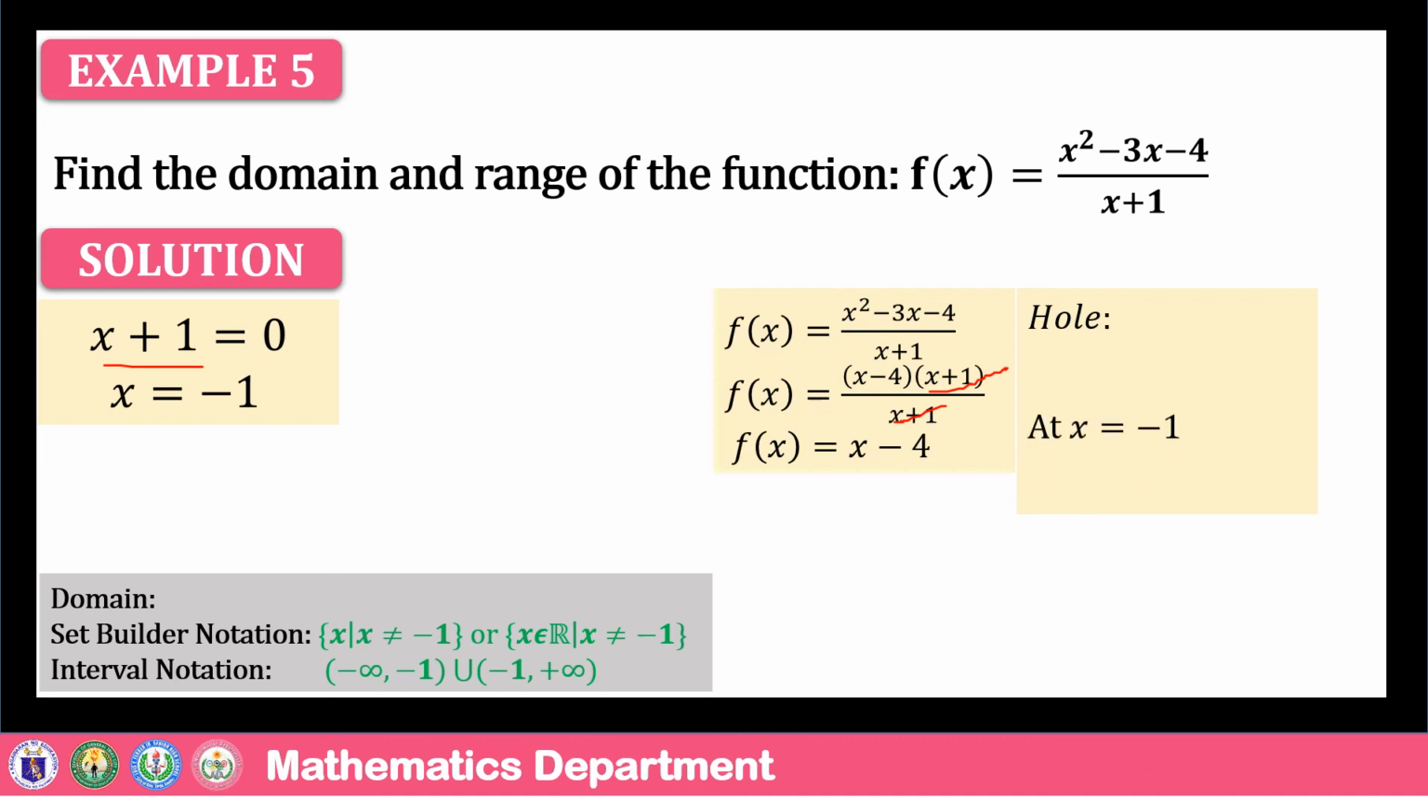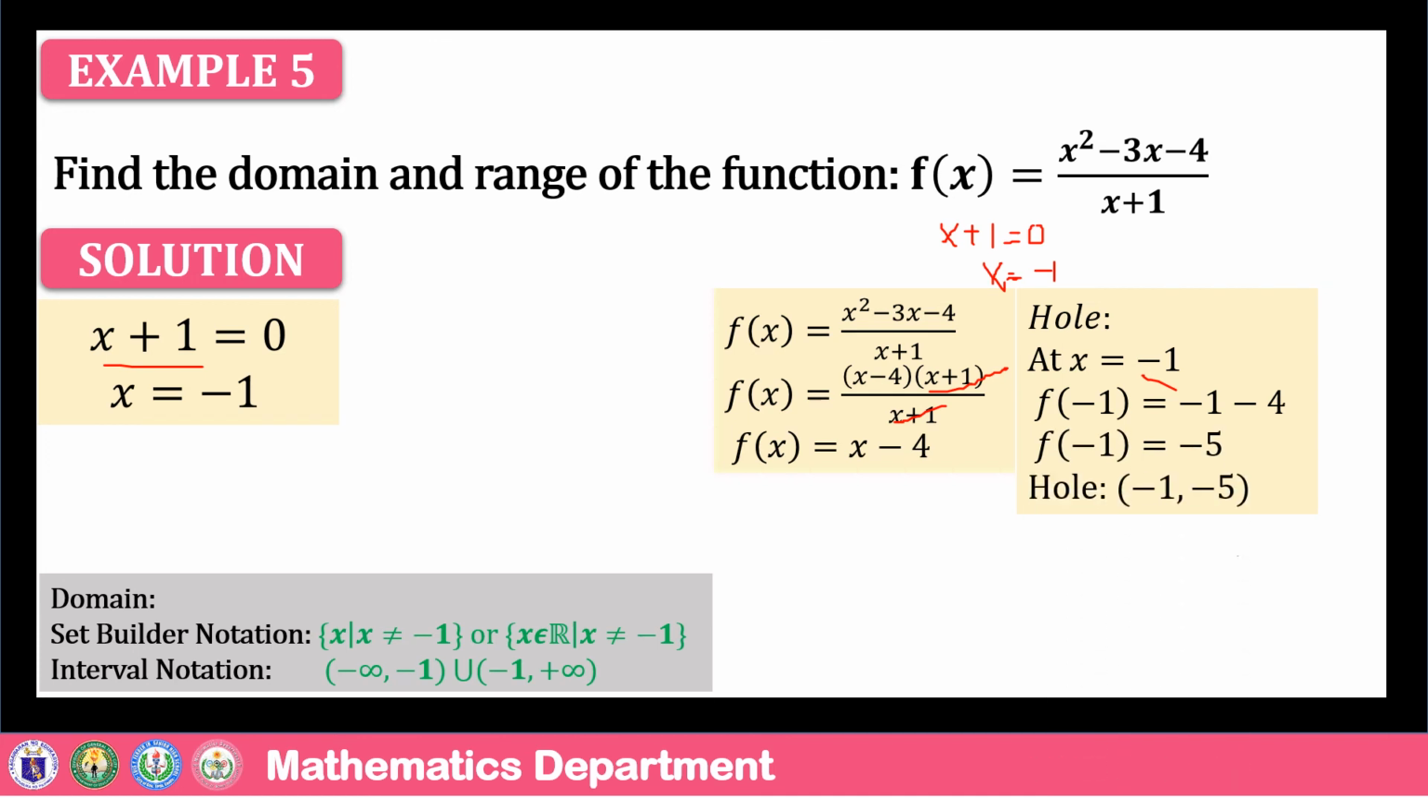Computing the hole for our graph, we have here at x equals negative 1. So, since x plus 1 yung ating tinanggal dito, so equating that 1 to 0 and solving for x, we have here x, which is negative 1. So, ang x-coordinate ng ating hole ay negative 1. And then, we substitute this 1 sa ating reduced na rational function. So, we'll have here f of negative 1 is equal to negative 1 minus 4. Thus, f of negative 1 is equal to negative 5. So, yung coordinate niya ng ating hole ay negative 1, negative 5.